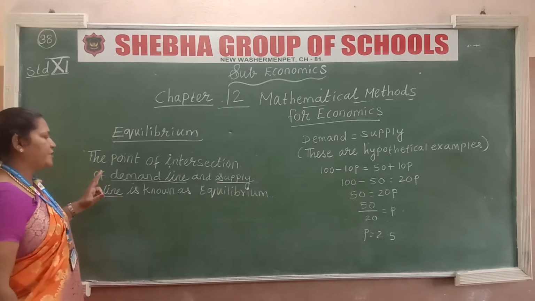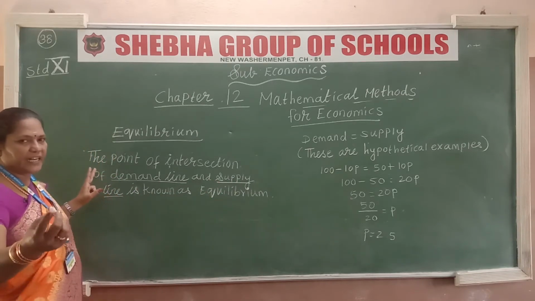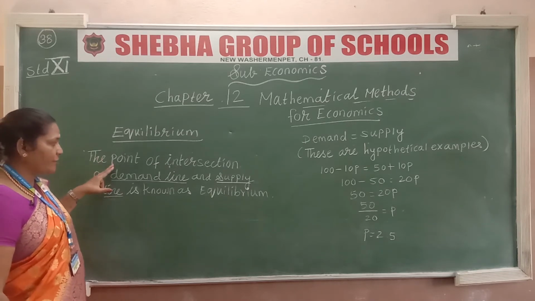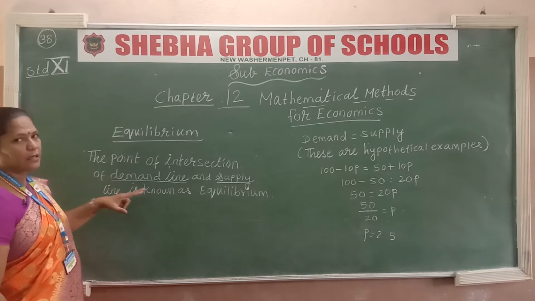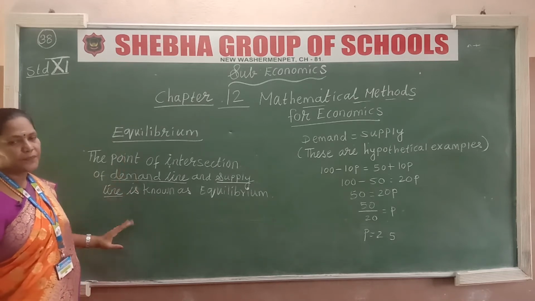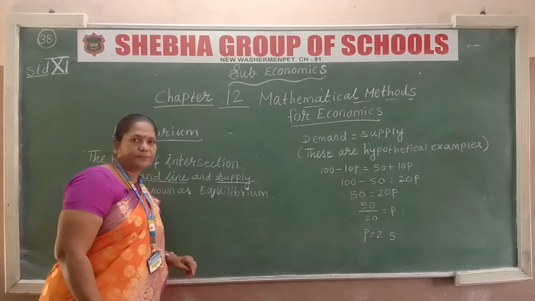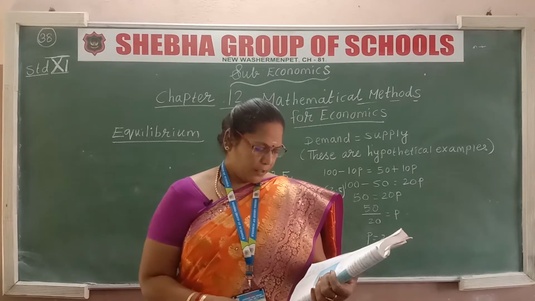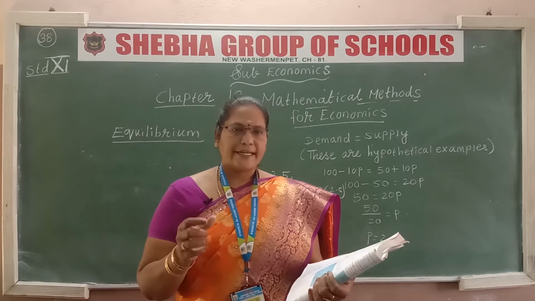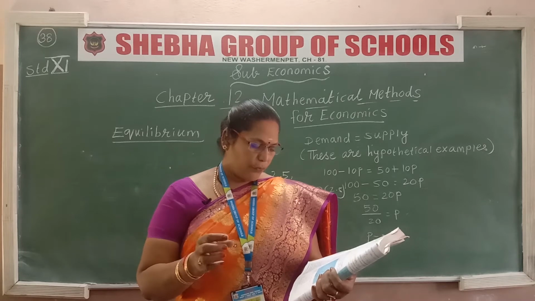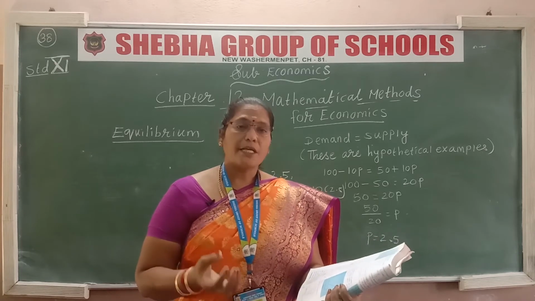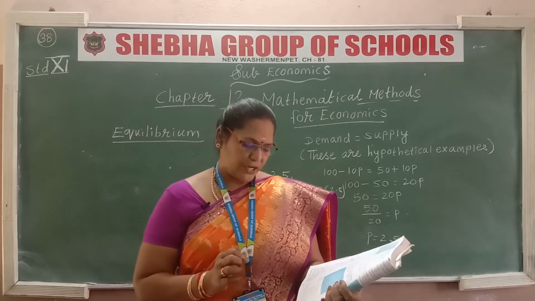I already explained to you, if there is demand then automatically there will be supply for the production. So the point of intersection of the demand line and supply line is known as the equilibrium. Is it clear? Now let us move to the next one. The point of equilibrium is obtained by using the method of solving a set of equations. So how can we find the equilibrium? By solving the set of equations.